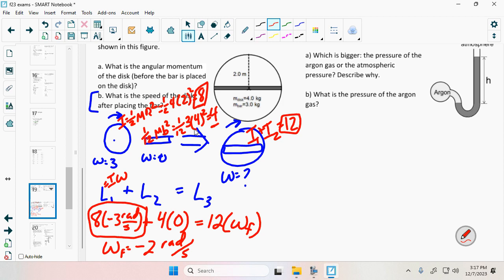So for this last one, the first thing, which one is bigger? You have a picture, you look at the levels. If the level here is lower than it is here, then the argon has a higher pressure. Most people got that right. In part B, people missed it for various reasons, or they got half credit for various reasons.